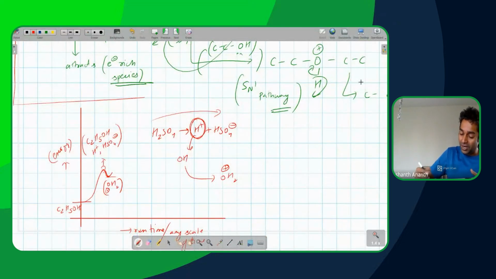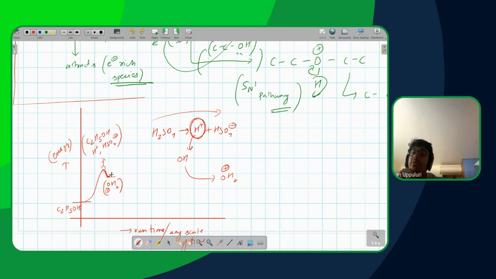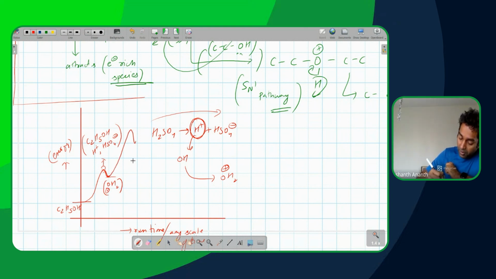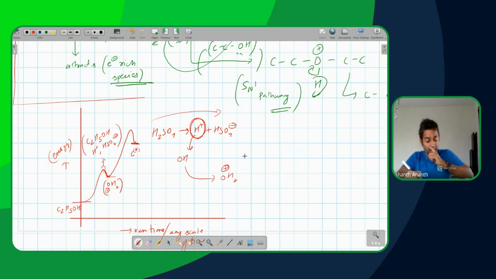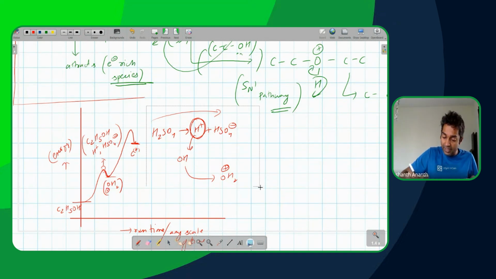Now next, what will happen? Then we remove the water. Removing water will take it up to a much higher spot, say here. This is going to be my carbocation now. After that carbocation is formed, what will happen? It has a few paths it can take now, correct?